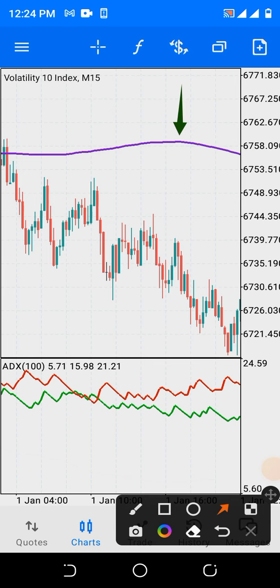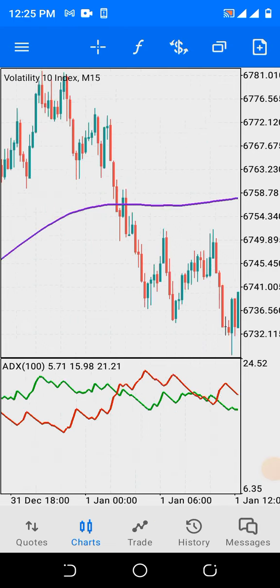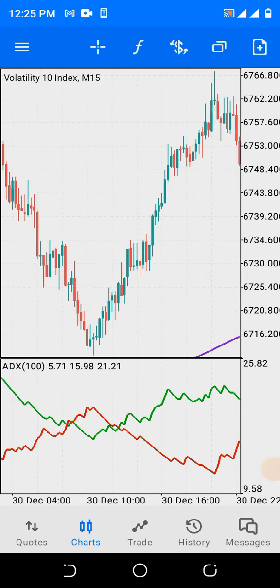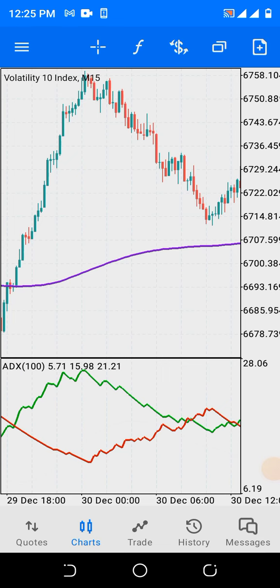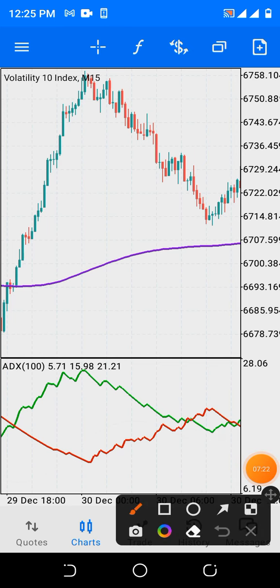So now the next question is, where do we make our entry, either buy or sell? That is where the ADX comes into place. In the ADX window you see two lines, the green line and the red line. When the green line is above, that is a buying trend, and the point where the crossing occurs should be our entry.